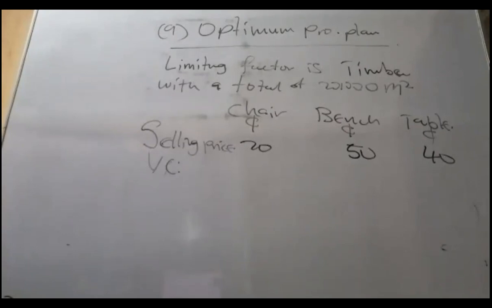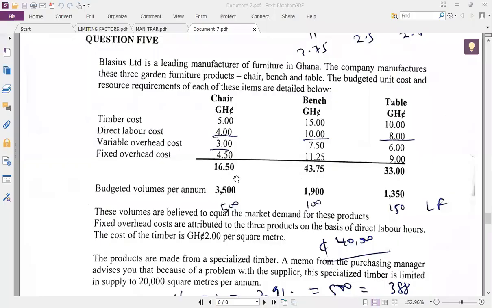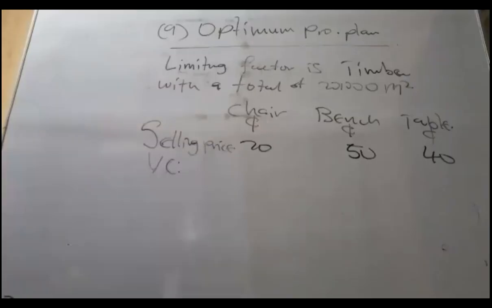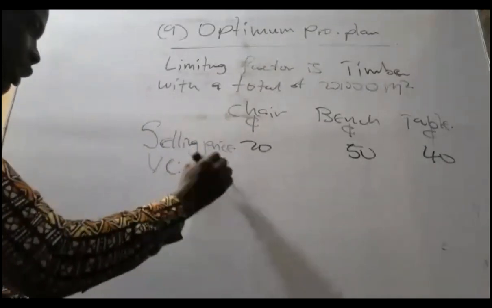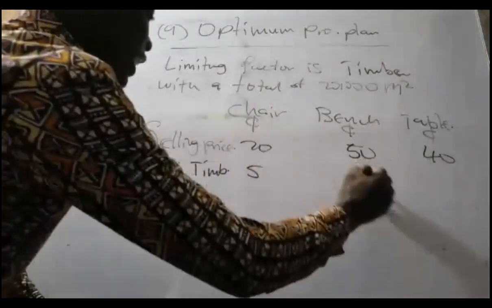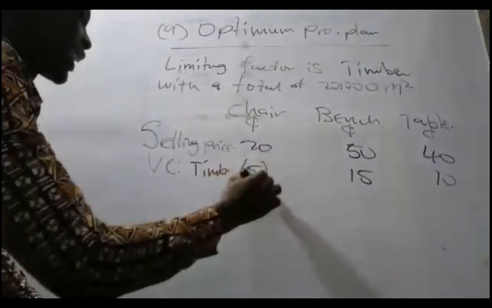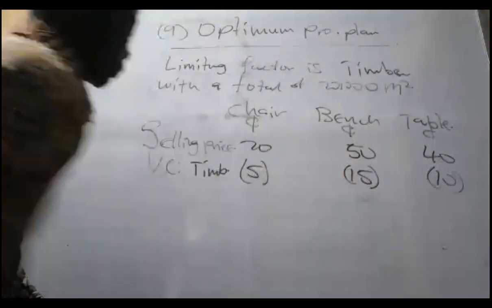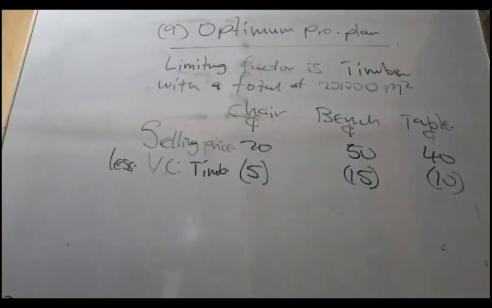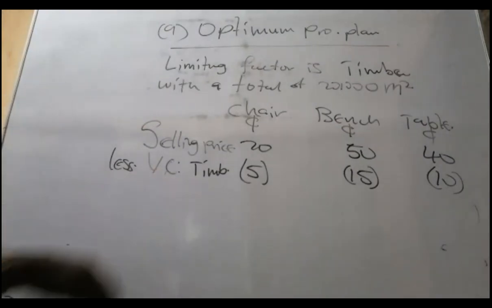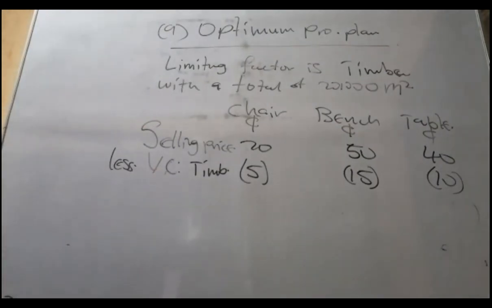So the timber will be 5, 15, and 10. The variable costs are right here. Timber: 5, 15, and 10. I'll put them in brackets because I am subtracting the variable cost, so less the variable cost. Second, that is not the only variable cost. So I'll continue.